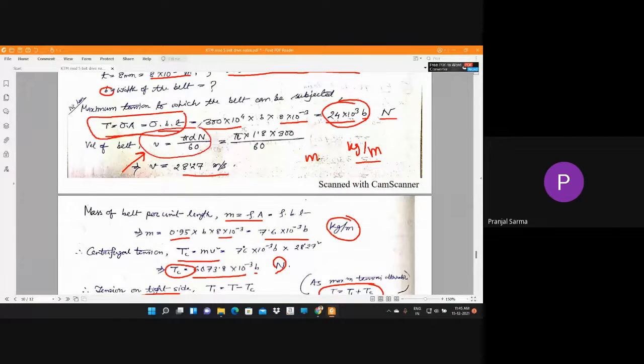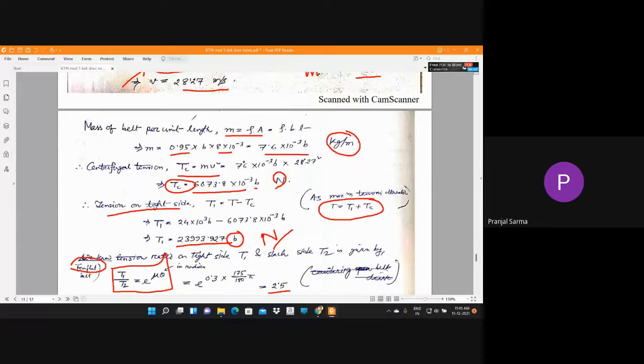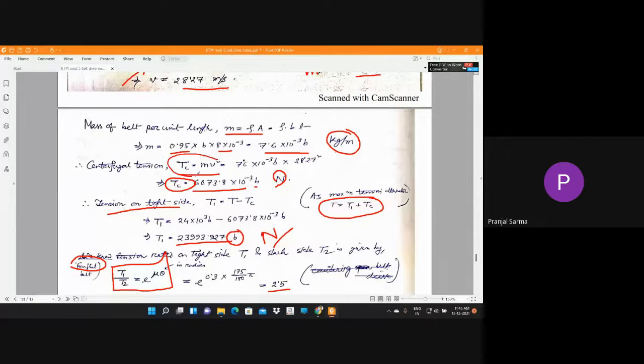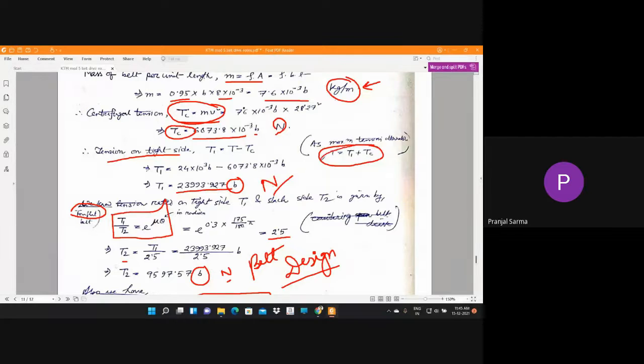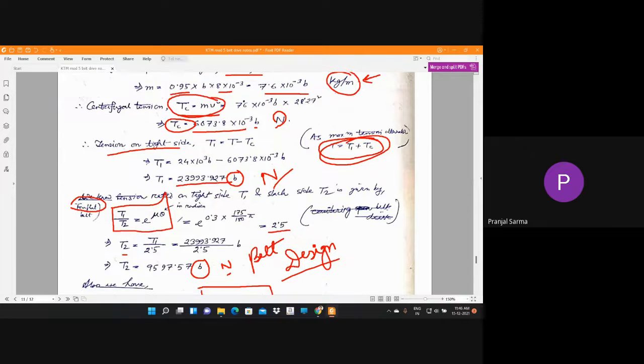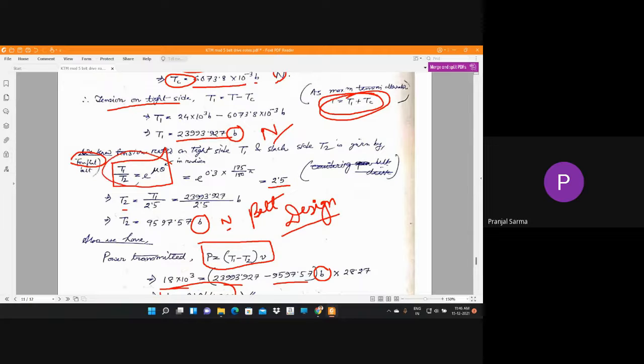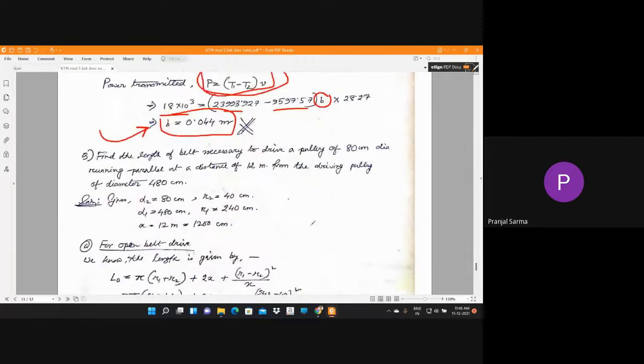Velocity of belt is pi D N by 60. Then the centrifugal tension relationship, that is m v square. Be very careful, this m is not just the mass but mass per unit length. Similarly the maximum tension, T equal to T1 plus Tc. From there, sometimes if you require T1, you'll be able to find it out, and sometimes if you need to find Tc, that also can be found if others are given. Similarly for flat belt, T1 by T2 equal to e to the power mu theta, a very important relationship, and the relationship regarding power transmission is important. If you know these, you'll be able to solve this problem.